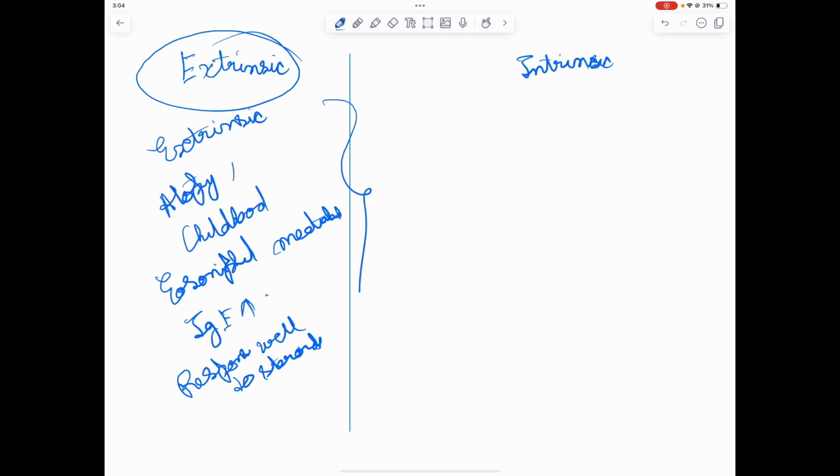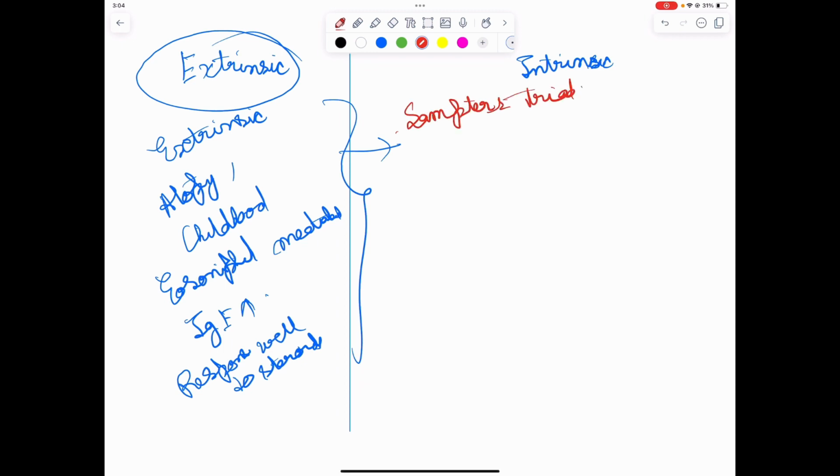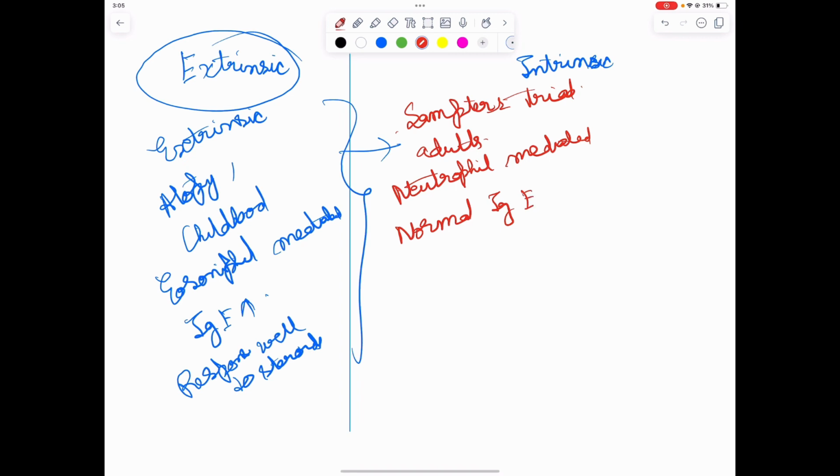But in intrinsic asthma, everything is vice versa. There is Samter's triad, and it is non-atopic, non-allergic, idiosyncratic asthma. It occurs in adults. It is neutrophil mediated. It has normal IgE level, and it has superantigen Staph aureus enterotoxin involvement. There is decreased response to steroids, and the prognosis is often bad.